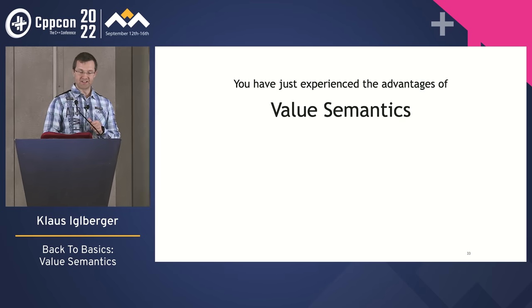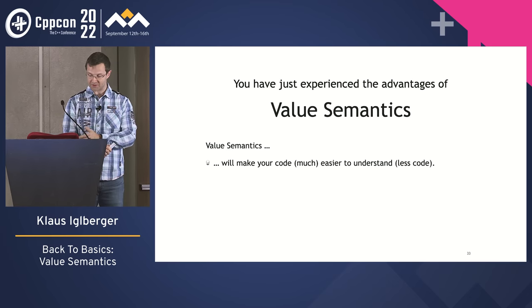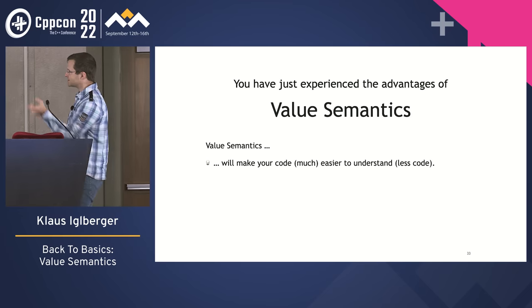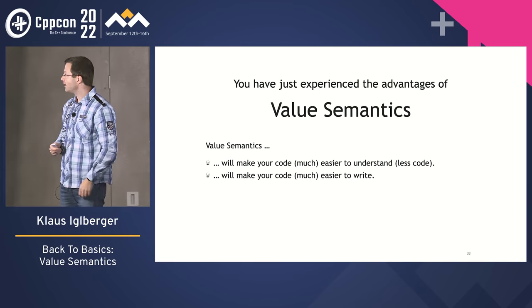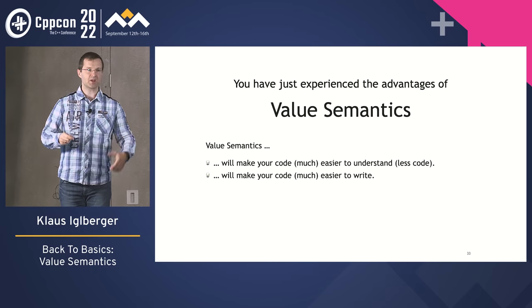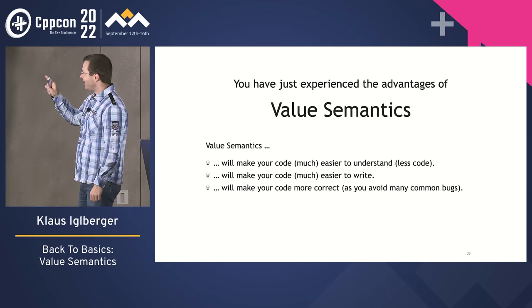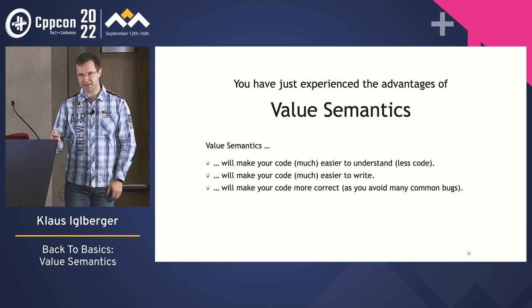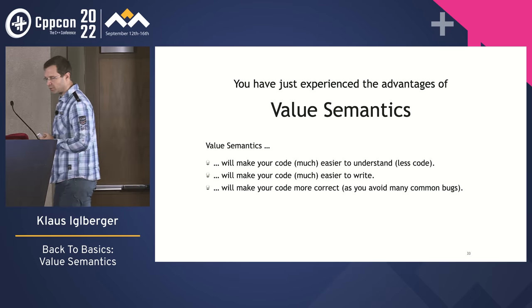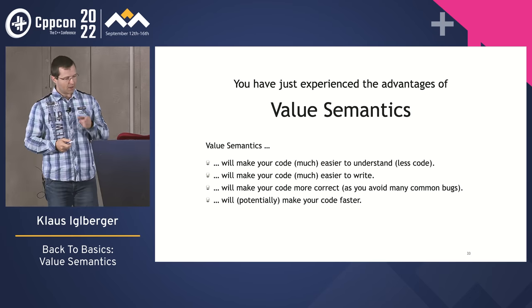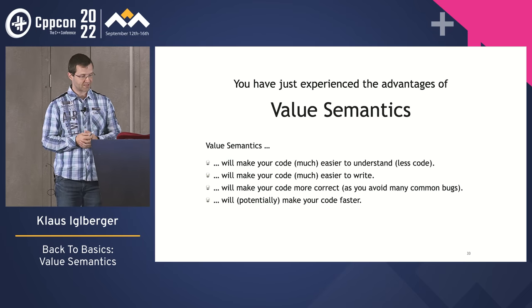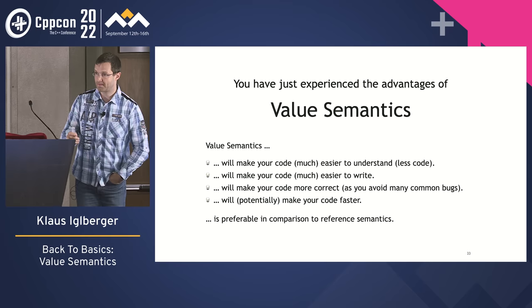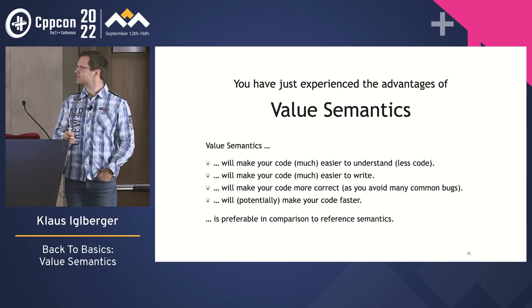Okay, so you've just experienced the advantages of value semantics, and I hope you've seen that value semantics makes your code much easier to understand. Let alone because there's less code. There is just not as much code as in the other code before. This is so much more boilerplate stuff. It will also make your code much easier to write. Of course, this makes you happy only once, but still, you are a happier person. It also makes the code more correct, I claim, because it just avoids so many common problems. I mentioned these lifetime-related issues that you usually track by smart pointer, but still. It is simpler, and potentially it will make your code faster. So value semantics is definitely preferable in comparison to reference semantics. That's the opposite. And of course you're asking, what exactly is this reference semantics?